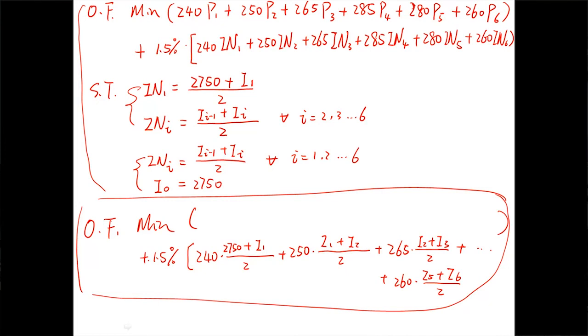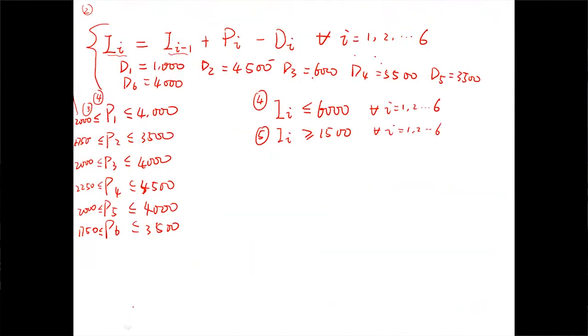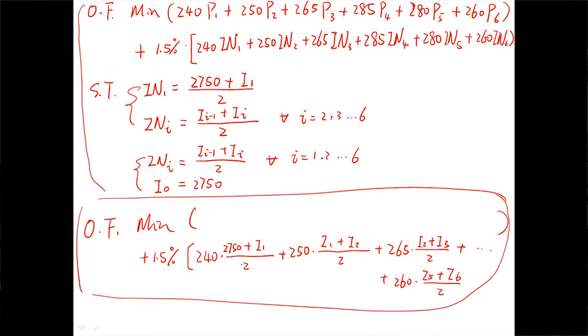And the main thing for this problem is that when you calculate the inventory cost, they use this average inventory. But when you need to define the relationship between the production and demand, you need to use the ending inventory. Some students confuse those together. They use one variable here, just this I, and when they do the inventory cost, they just use the I instead of the average inventory. So that's one place to be cautious about.